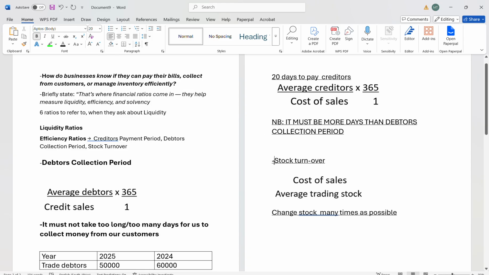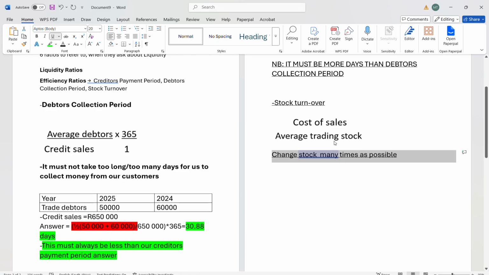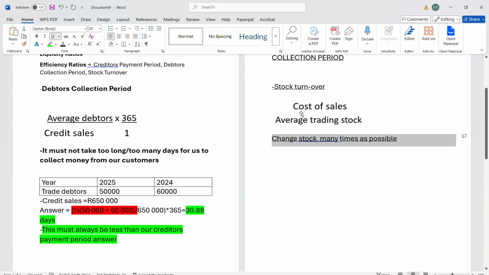So lastly we have our stock turnover. This is very easy. You just take your cost of sales, then you divide by average trading stock. Like I showed you how to calculate the average in accounting.